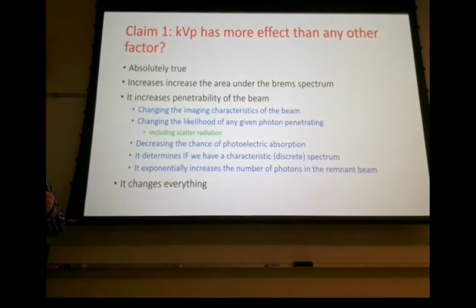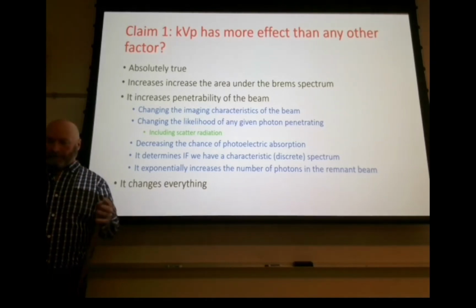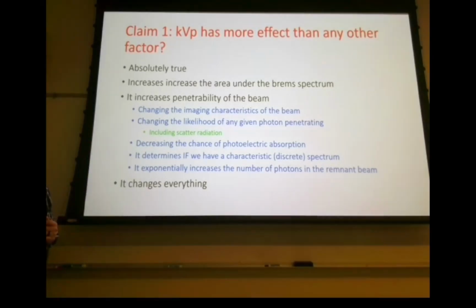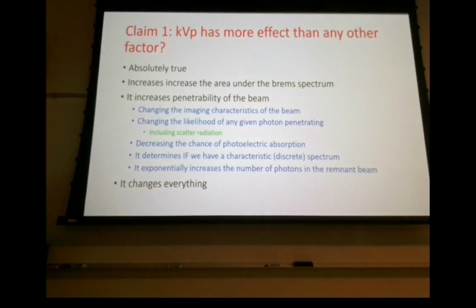If you increase to 300 kVp, you're going to penetrate everything, and in an analog type recording media like film, you wouldn't be able to differentiate bone from soft tissue well, even very healthy bone from soft tissue, with very, very high kVp. So differential absorption in different tissue types decreases with the increase in kVp. It changes the likelihood of any given photon penetrating, including, and that's a big thing there, the scatter radiation. It decreases the chance of photoelectric absorption.